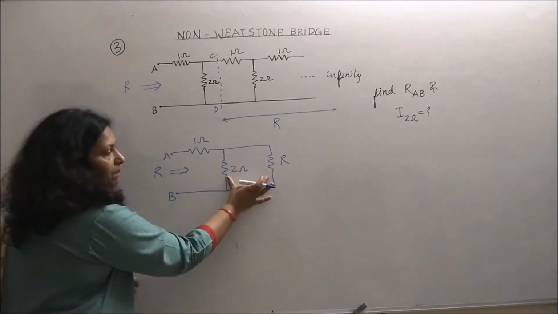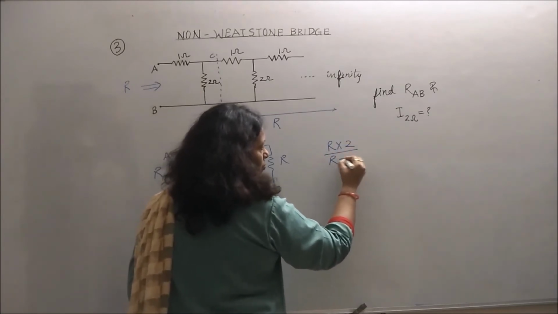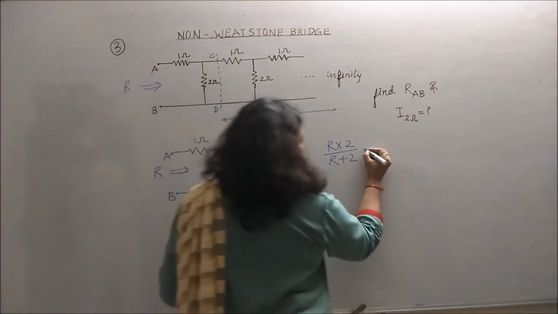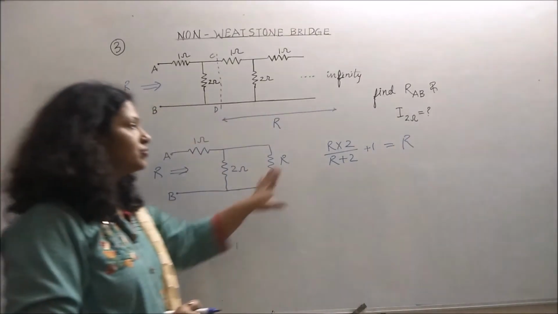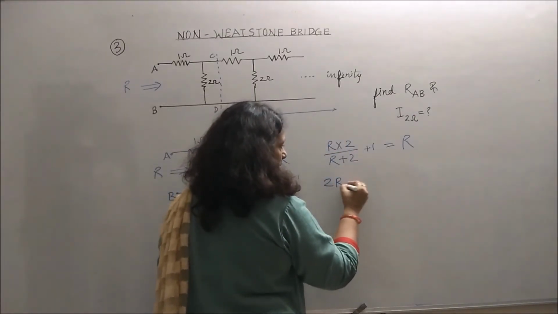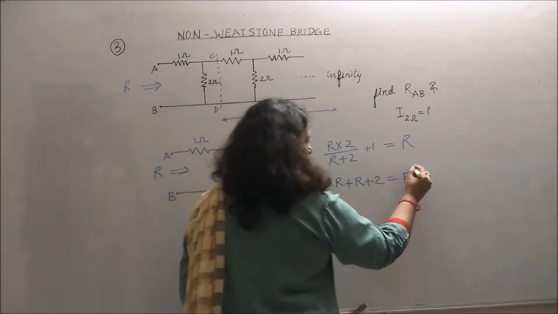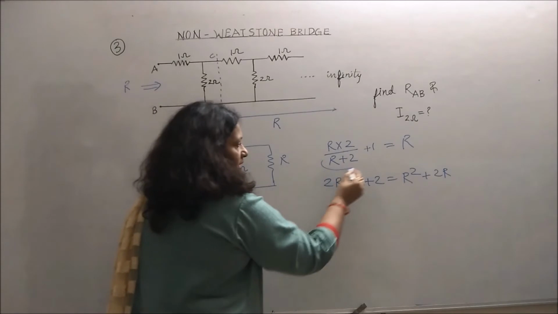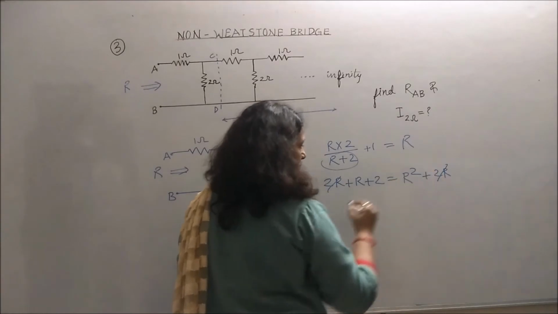So here the parallel combination of these two, R and 2 ohm, will be R into 2 over R plus 2. The series combination of this plus 1 will give us the value of R. So you have to use this formula. Then simplify this: 2R plus 2 is equal to R square plus 2R. Take the LCM, multiply by this, again multiply by this. 2R will be cancelled from both sides.